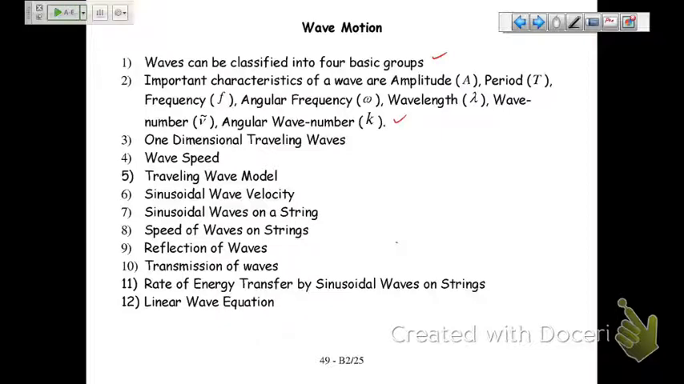And then the next thing we're going to do is the one-dimensional traveling wave. We're going to make an equation for a one-dimensional traveling wave, a crest going down a piece of string. We'll talk about things like wave speed. We'll build a traveling wave model. We'll talk about sinusoidal wave velocity and sinusoidal waves on a string. We'll talk about speed. We'll talk about reflection, transmission, rate of energy transfer, and we'll mention the linear wave equation.